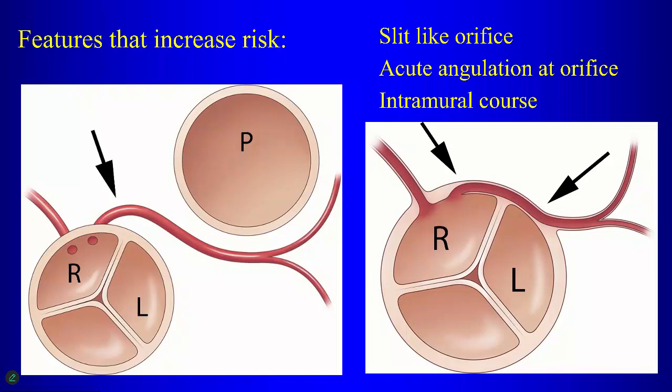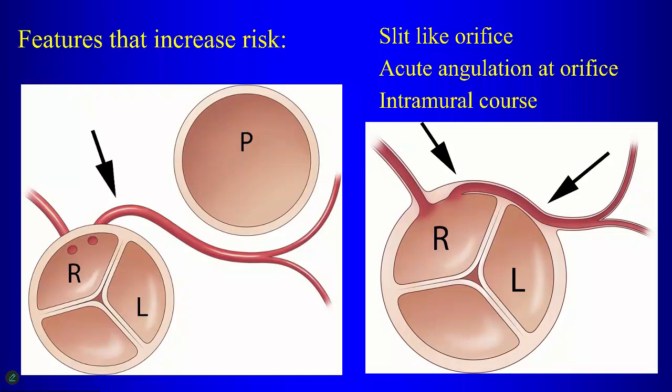Okay, but for these vessels, whenever they have an anomalous origin, things that we look for: slit-like orifice, so if the origin of the vessel is narrowed; acute angulation at the origin, so if it bends abruptly like that; and an intramural course. Is it wrapping around the ascending aorta like this, right? Then in that case, it might be traveling actually within the wall of the vessel, okay? All of those things are considered high-risk features associated with ischemia. So those are additional things that we look for whenever we have an anomalous origin of a vessel.